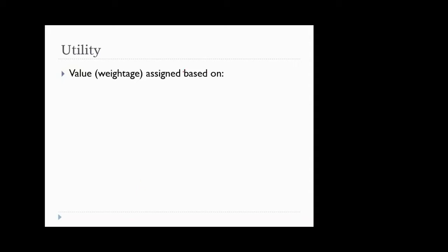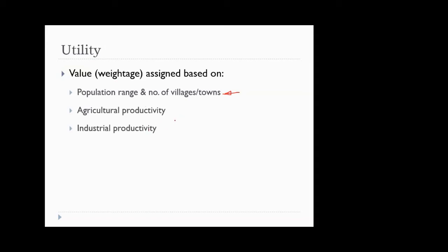So utility is assigned to the road mainly, and before the road it is assigned to the factors. So it is assigned based on the population range and how many villages or towns are in that population range. We'll see this in detail when we solve the numerical. And the second depends on the agricultural productivity, the weightage value, and the industrial productivity. These are the same factors that we had considered in the previous slide. So two factors, and depending on these factors, the utility value is decided.